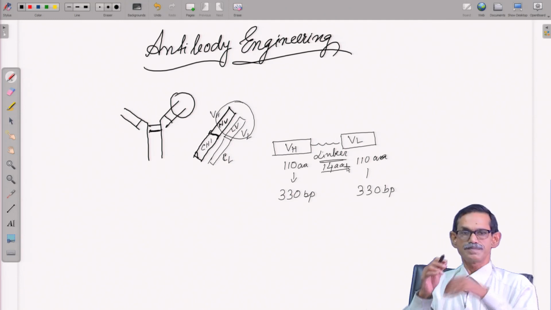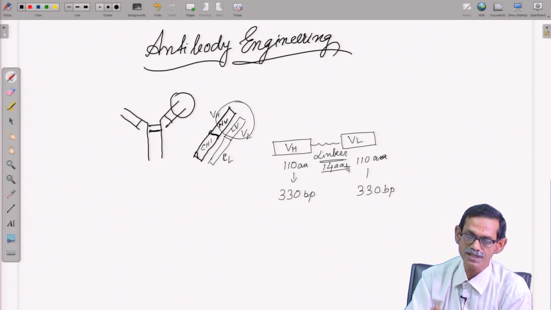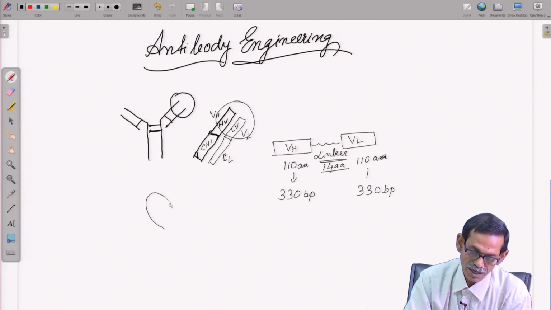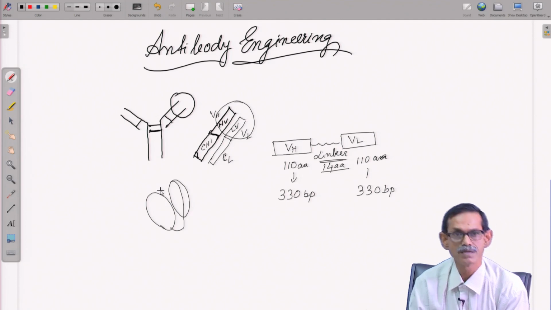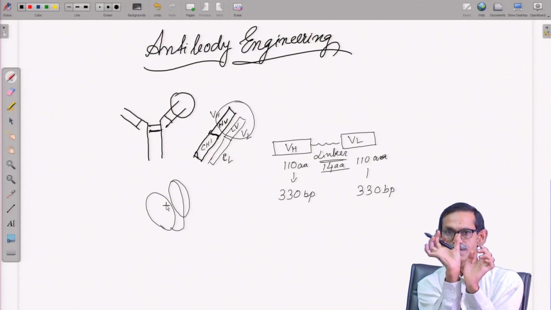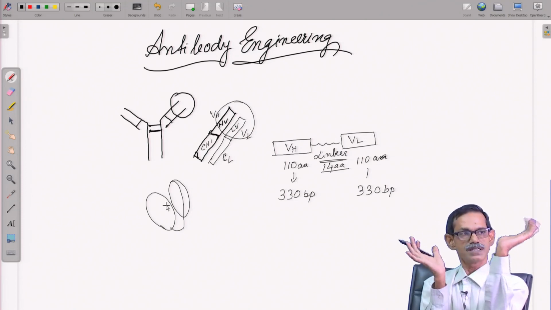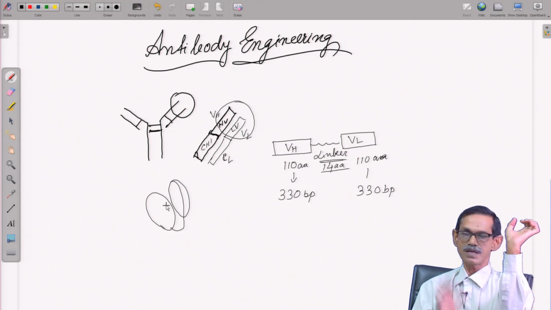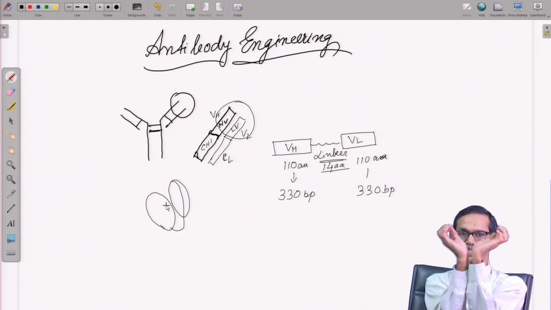This is synthetic. What I am going to make is just mimicking the antibody structure. I will make one heavy chain domain, there is a linker, and another light chain domain. I will give this 14 amino acid linker in such a way that this heavy chain binding domain and light chain binding domain are linked with a thread kind of thing.